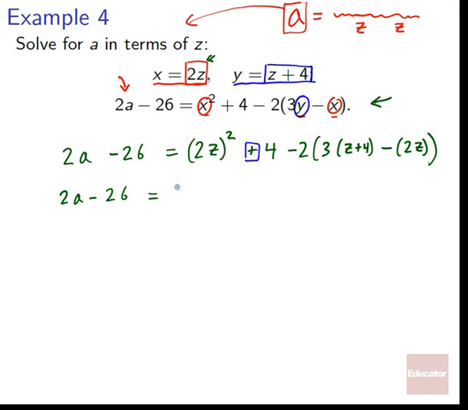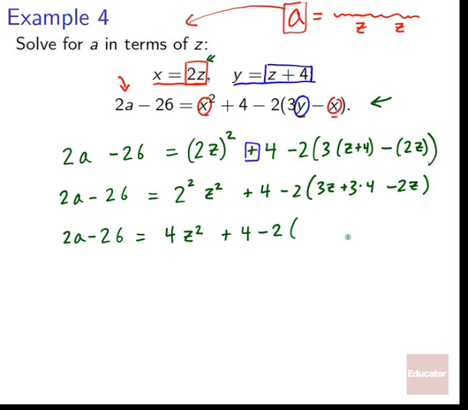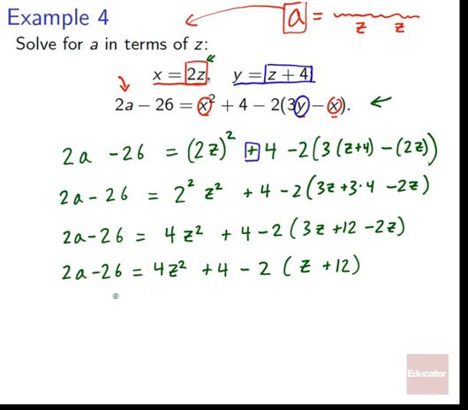So 2z squared, quantity 2z squared, we square the 2, we square the z. So 2 squared and z squared. Plus 4 minus 2, we go inside 3 times z plus 3 times 4 minus 2z. 2a minus 26 equals square 2, we get 4 square z, we don't know what z is, so it just stays as z squared, plus 4 minus 2 times quantity, 3z plus 12 now, minus 2z. Keep simplifying, 2a minus 26 equals 4z squared plus 4 minus 2 times 3z minus 2z becomes just 1z plus 12.